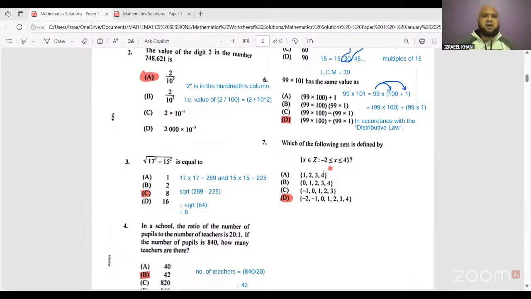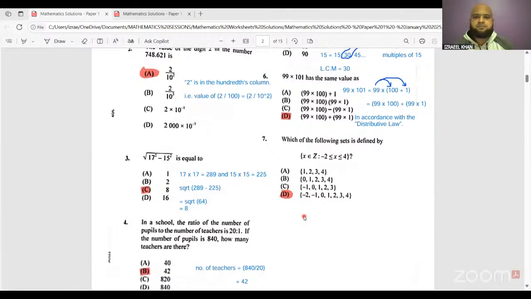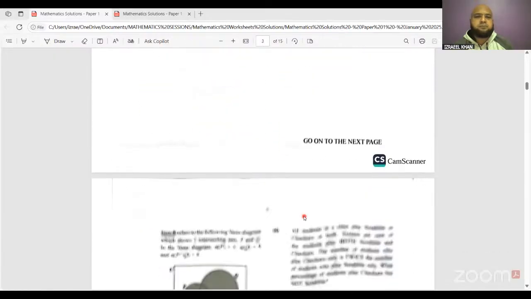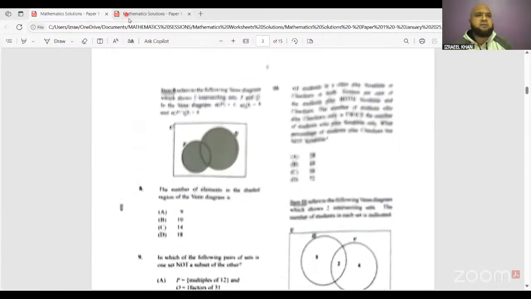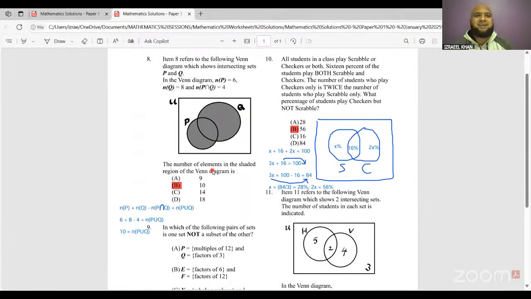And what are those values? They are minus 2, minus 1, 0, 1, 2, 3, and 4. All these are your numbers between minus 2 and 4, including minus 2 and 4. Looking through the rest, you will see they don't make sense. So D is the answer with this one. All right, this page was a little blurred, and I do have a backup for that. Going to number 8, switching tabs.